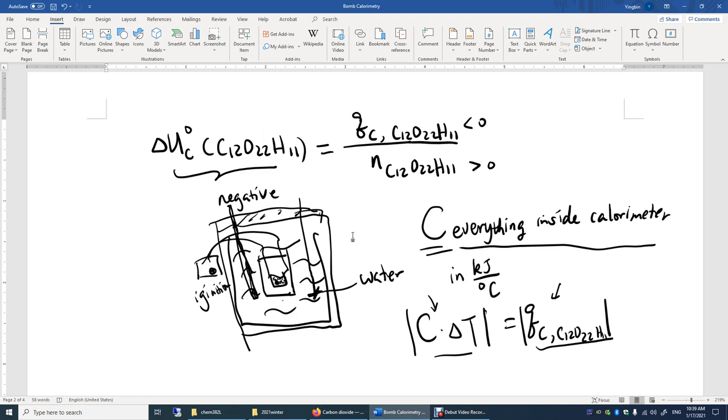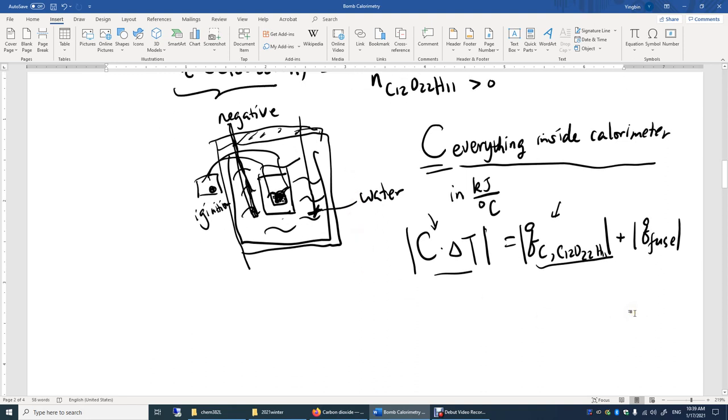All right? But don't forget that we used a piece of fuse wire to ignite this sucrose. Okay, so now we get a more accurate equation here. How do you determine the amount of heat released from the fuse wire? Usually you just measure the initial length and final length of the fuse wire. You take the difference, you know how much is combusted. And then there's usually a conversion factor provided by the manufacturer of the fuse wire. So you just do the conversion.